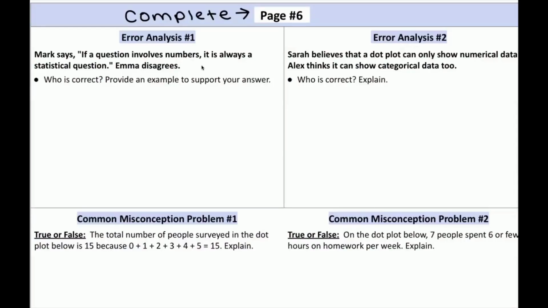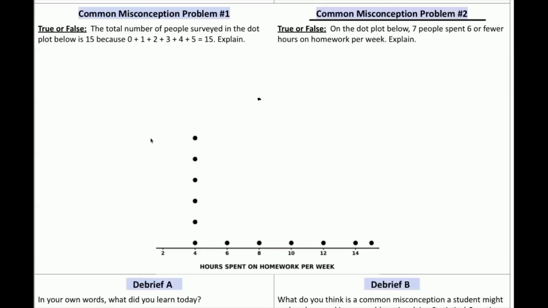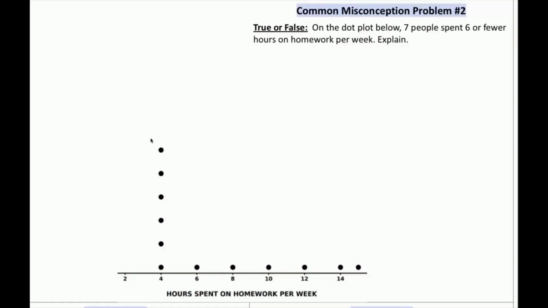Complete all of page 6, then come back to the video. We're only going to check one problem on page 6, so make sure you do the entire thing. We're going to check common misconception problem number 2. It says true or false, on the dot plot below, 7 people spent 6 or fewer hours on homework per week. So on our number line, we can see this represents hours spent on homework per week.